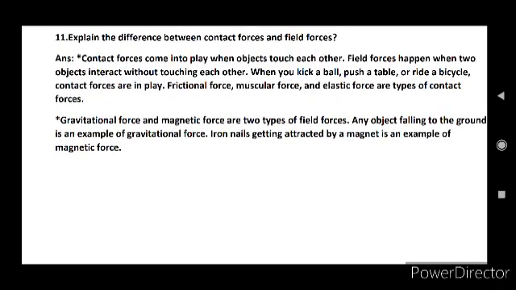Students, all of you write down these questions in your science classwork book. In tomorrow's online class, I am going to ask these questions and answers. All of you read and prepare well for these questions, because these questions are important for your exams.